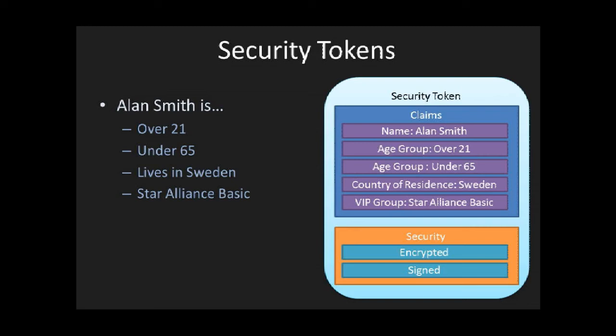Now, if I want to buy alcohol, or if I want to get a senior citizen's bus pass, I may need to be over 21, and I may need to be over 65. So at the store where I'm trying to buy alcohol, do they need to know my date of birth? Not the date, but the year? No. The only thing that they need to know is if I'm over 21.